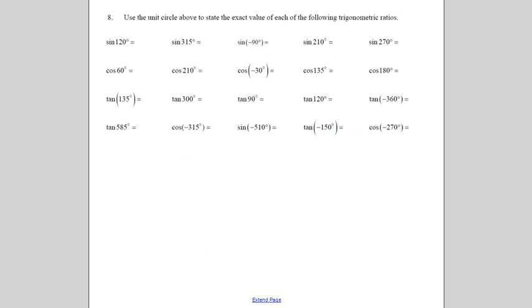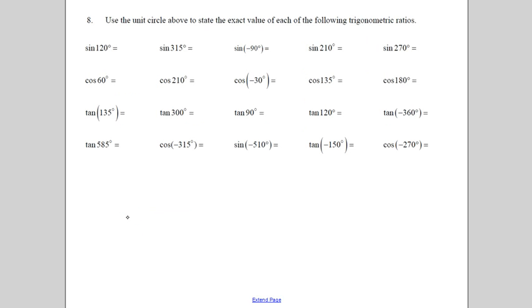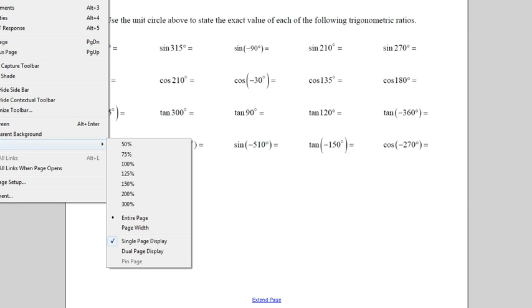All right, let's go up a page. Make it big. Zoom, entire page. Not size, page width. Page width.